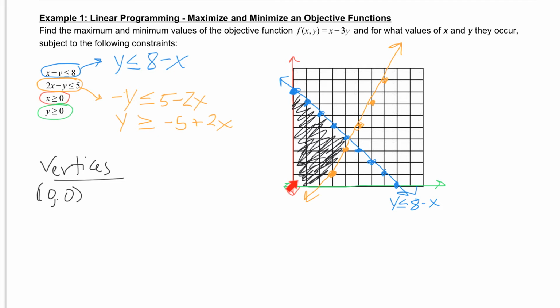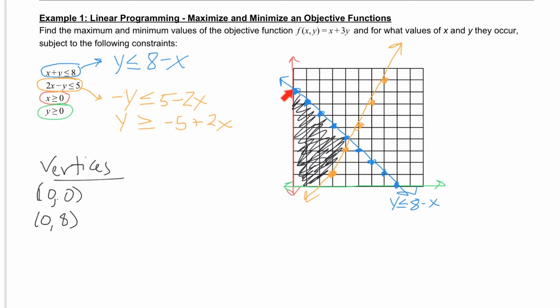As we travel along our shaded region, so I'm going to travel up, I get an intersection of the blue line and the red line. The blue line and the red line are intersecting at this ordered pair, and I know this is a nice ordered pair because I've plotted it myself, is the point 0, 8. So 0, 8 is also one of my vertices.